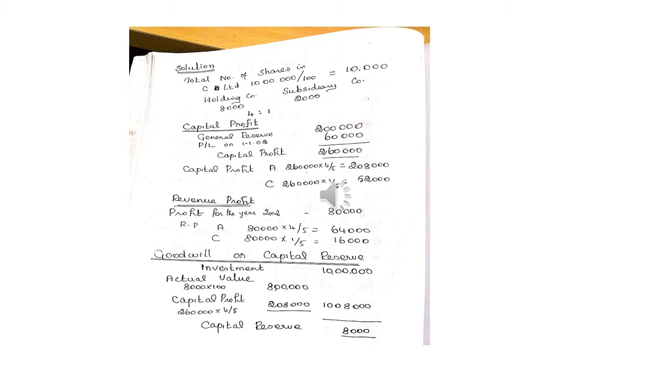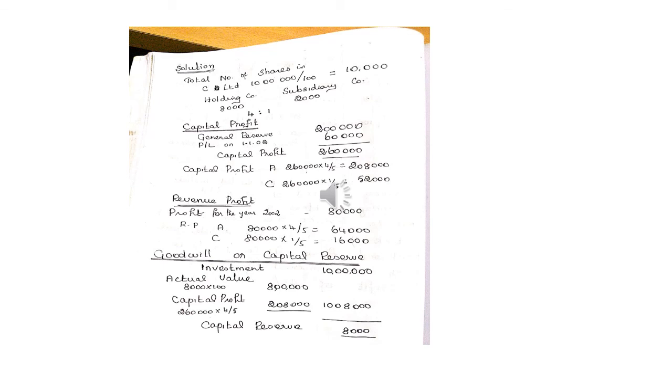Solution. Subsidiary company has 10,000 shares. Holding company only takes 8,000 shares. The ratio is 4:1. Now we have to find out capital profit. General reserve and profit and loss account as on 1/1/2002. The capital profit is 2,60,000. It is divided in the ratio of 4:1. So capital profit of A, that means the holding company, gets 2,08,000 and the subsidiary company gets 52,000.